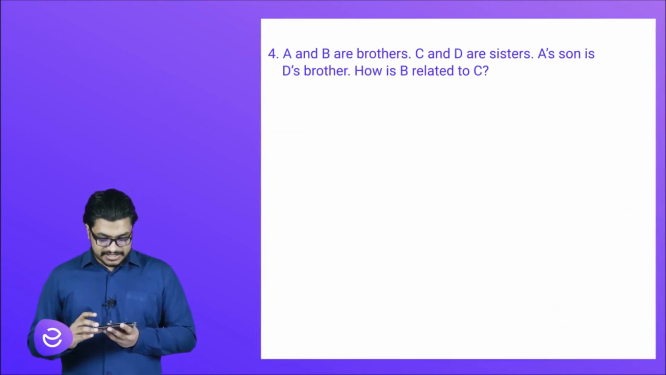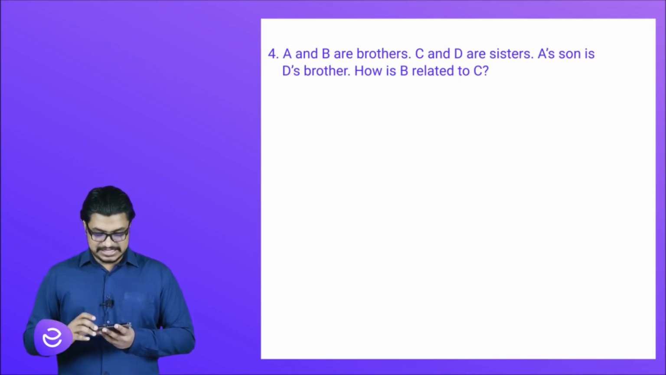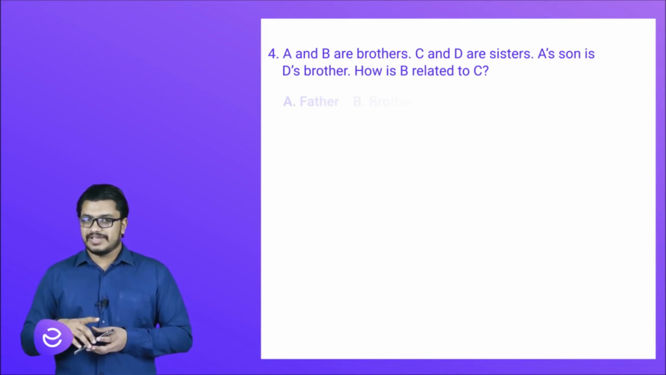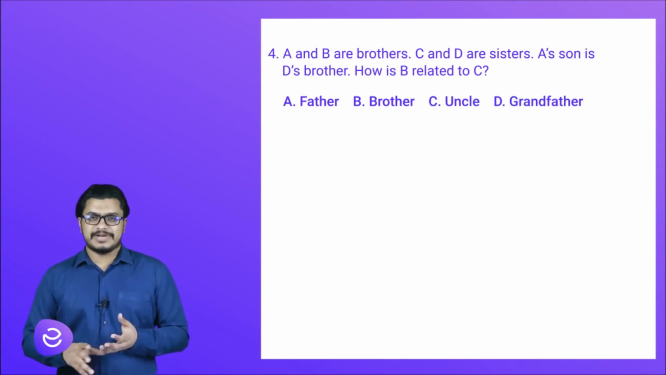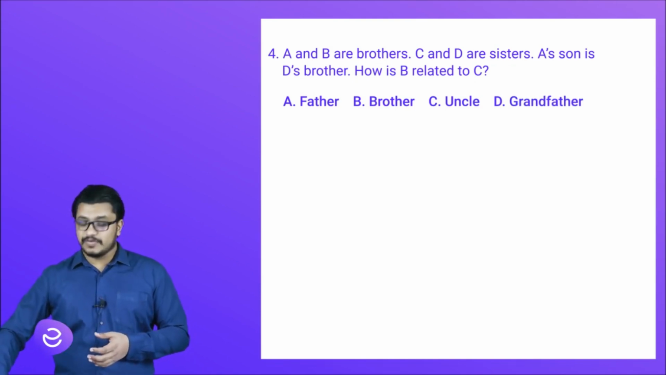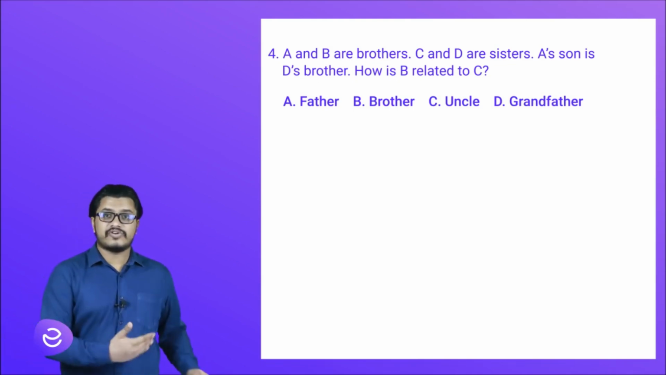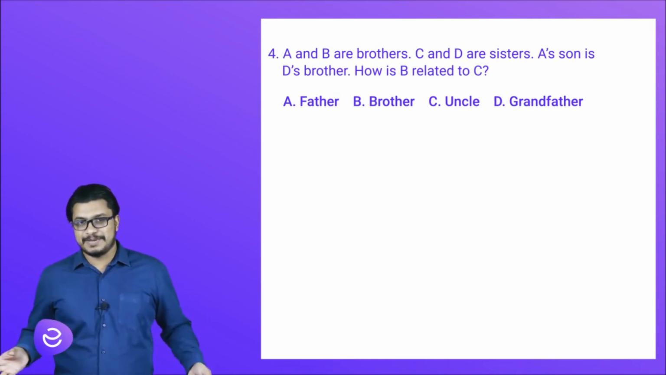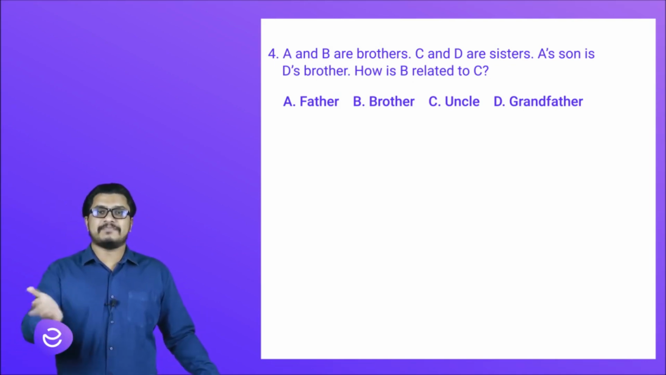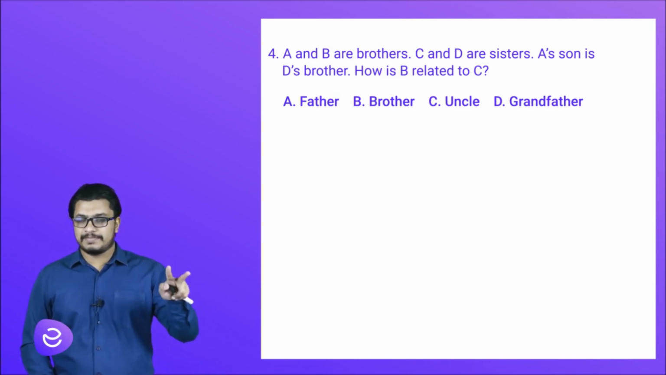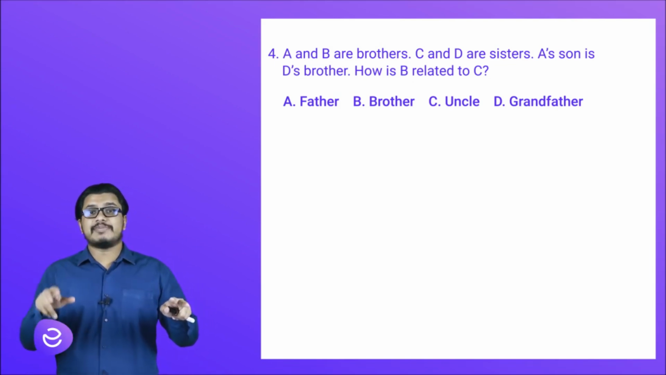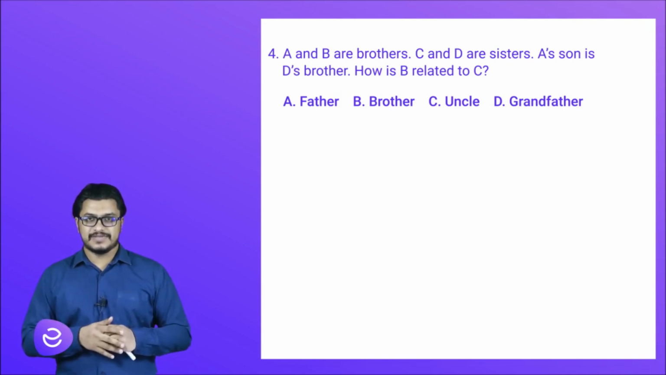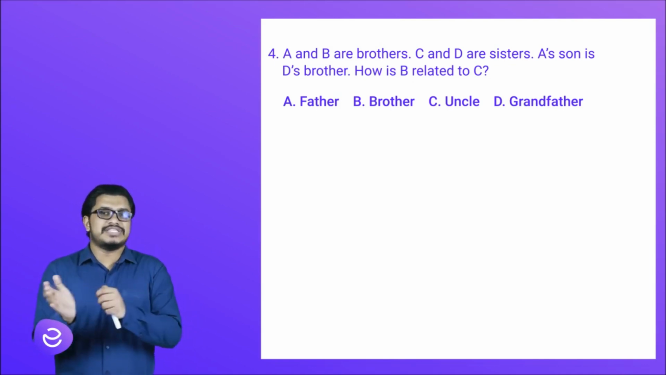A and B are brothers, C and D are sisters, A's son is D's brother. How is B related to C? This is kind of a confusing question, but if you read it once or twice, you will find that it is actually very easy if you draw the diagram, because each sentence is related to different people. In the first sentence they are talking about A and B, two people. In the second sentence they are talking about C and D. C and D are sisters. So there is nothing connecting these four people.